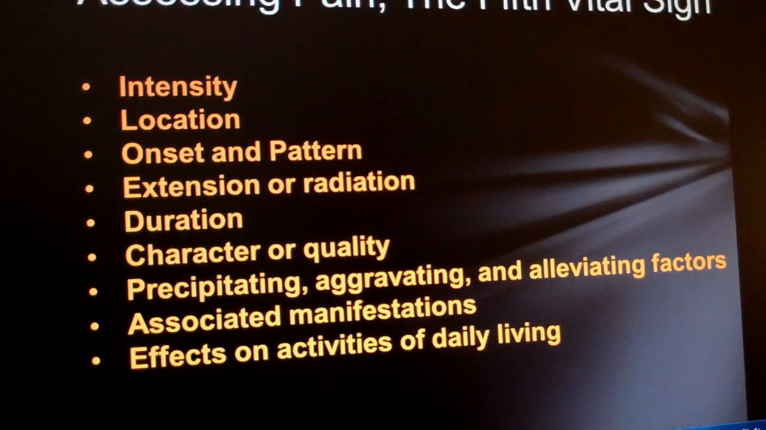Extension or radiation? Does the pain move to other areas? Duration. How long does the pain last? Character or quality. Descriptions such as sharp, dull, shooting, ache, etc. Precipitating, aggravating, and alleviating factors. What starts the pain? What makes it worse? What makes it better? And associated manifestations. Anorexia, nausea, restlessness, insomnia. You'll see a lot of things that work with it. Effects on activities of daily living, like sleep, appetite, concentration, work, school, interpersonal relationships, marital relations, sex, hormone activities, driving, walking, leisure activities, emotional state, just about anything.